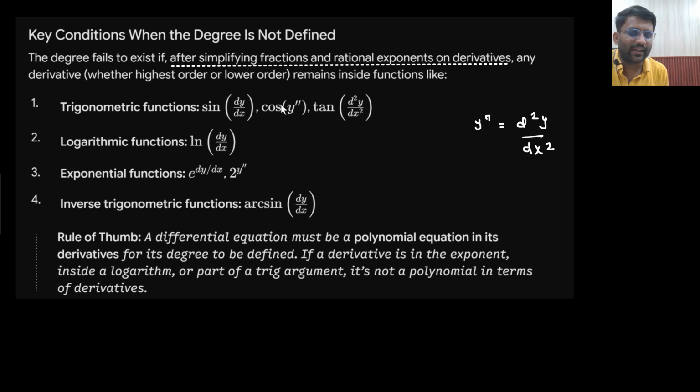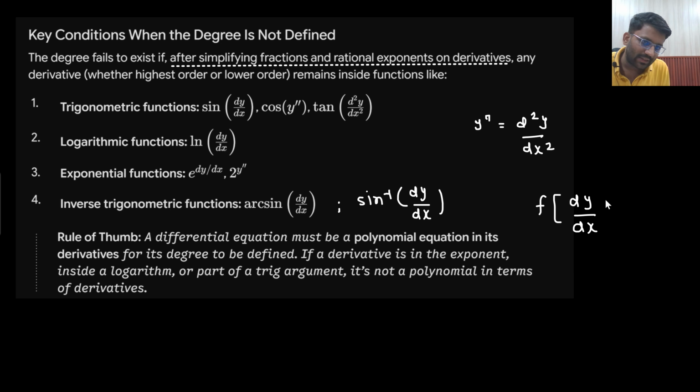So if it is inside sine, cos or tan, or it is inside ln, or it is having exponential, like 2 to the power d2y by dx2, or sine inverse dy by dx. If these kind of things are there, that means dy by dx or d2y by dx2 or d3y by dx3 are trapped inside some other function. This thing is not acceptable. If this is happening, then degree will not be defined.